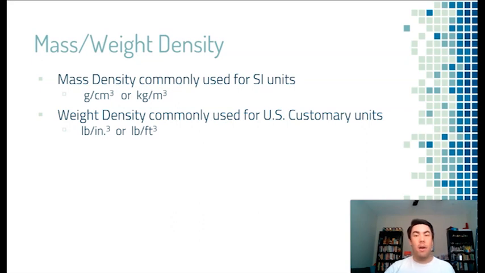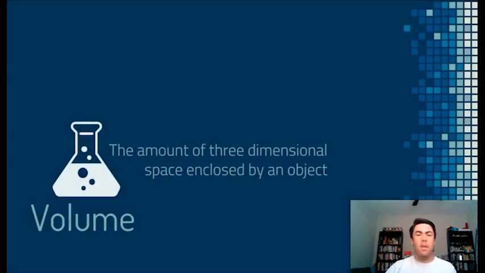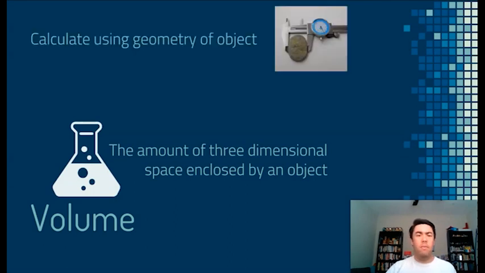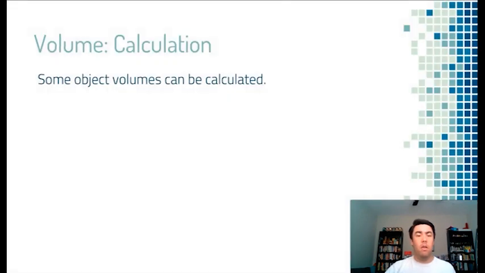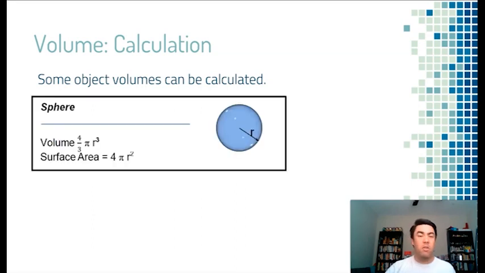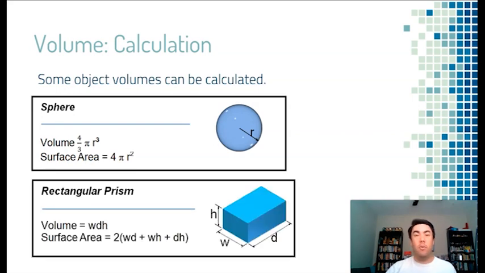The last thing we're going to talk about today is volume, which is the amount of three-dimensional space enclosed by an object. And we can calculate volume using the geometry of an object, so we can do a bunch of measurements and calculate things if it's a regular shape. Or we can measure indirectly using water displacement. So some volumes can be calculated, especially if they're regularly shaped. So spheres, for instance, have a volume of 4/3 pi r cubed. Or for rectangular prisms, you can find the volume by multiplying the width, depth, and height of the object.